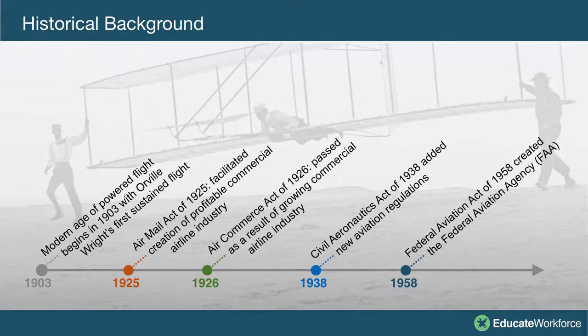Then in 1938, the Civil Aeronautics Act was added. This added again new aviation regulations. Aviation was starting to grow and we needed to have it regulated to keep it safe. And then in 1958, the Federal Aviation Act created the Federal Aviation Administration.